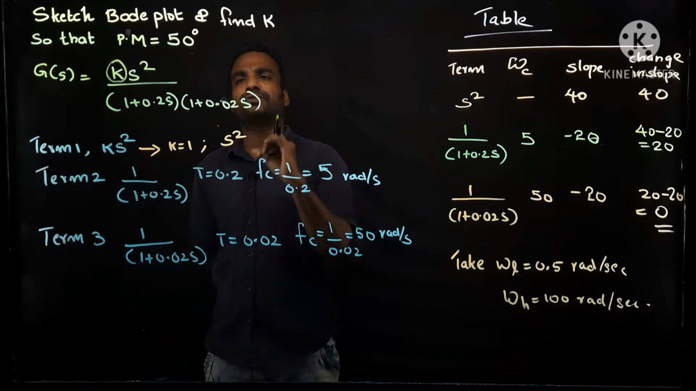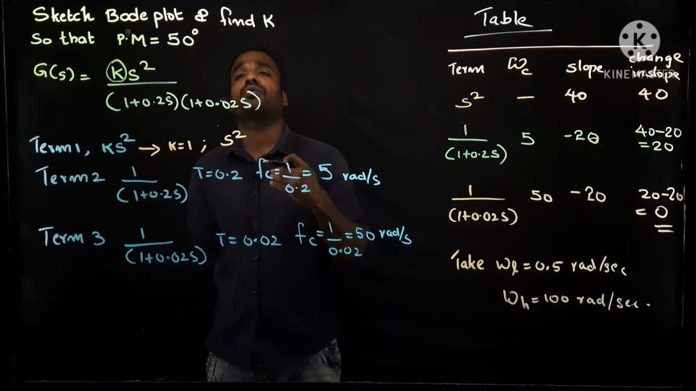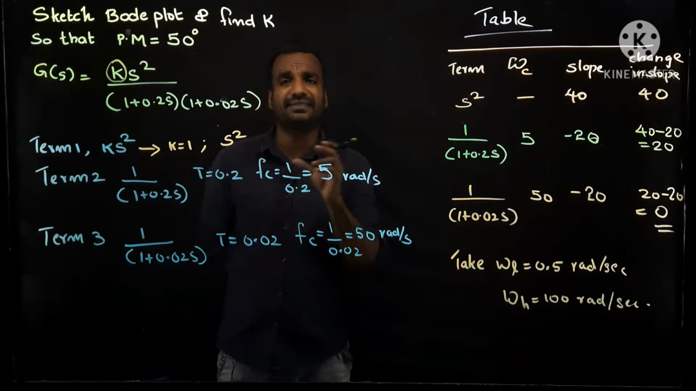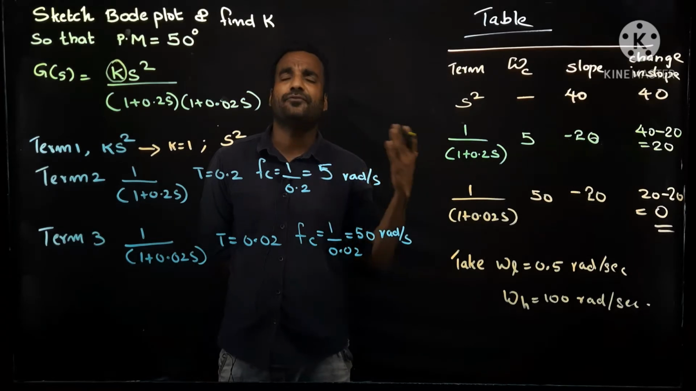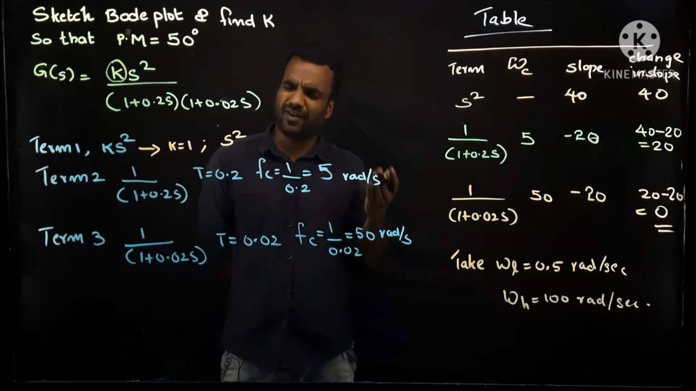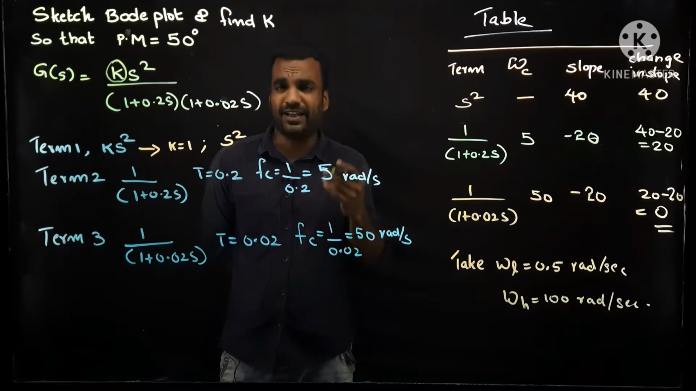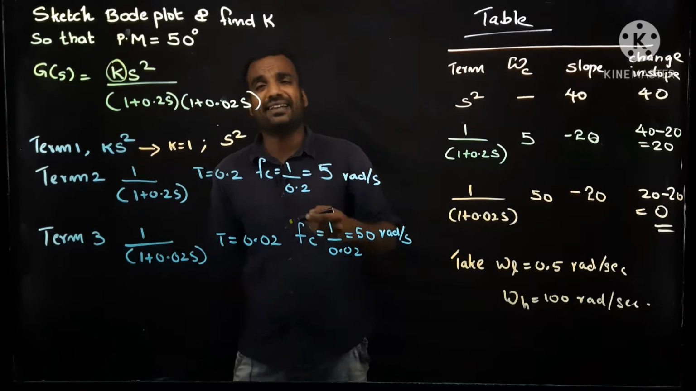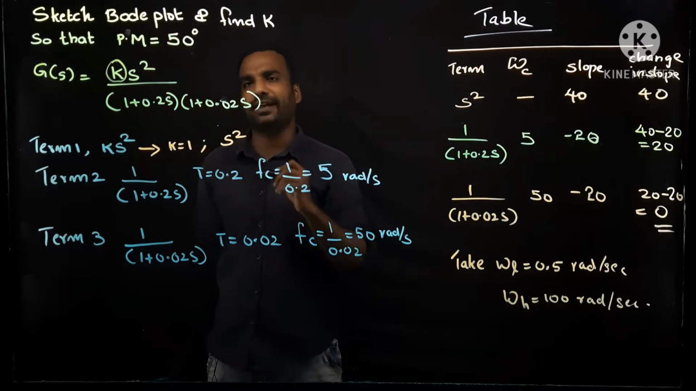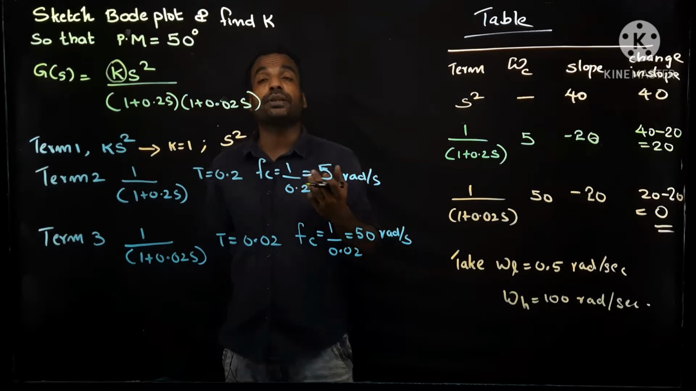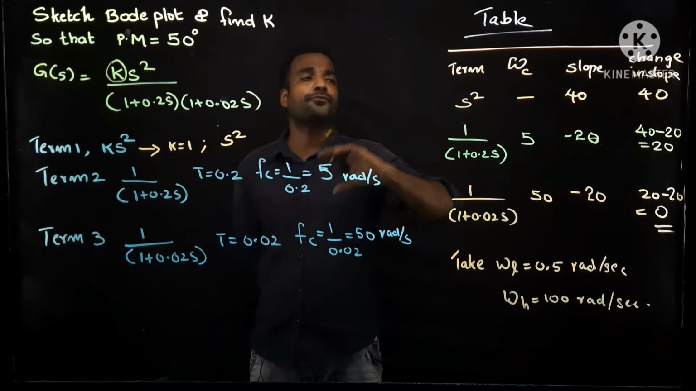In such a question we have to find k for some desired condition. It may be for stability, for some particular value of phase margin, or some value of gain margin. For obtaining that condition, we have to vary the k. So it's our duty to find the value of k from the plot.